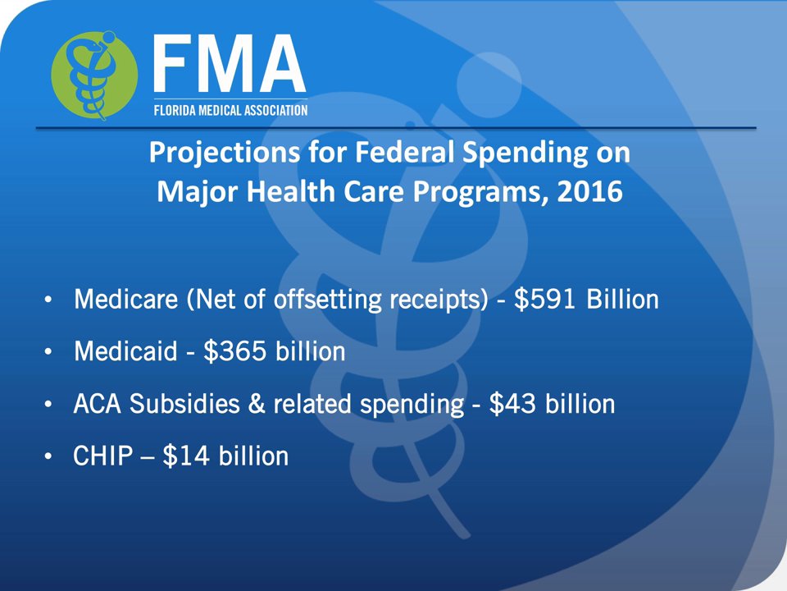And you can see here just on this slide that Medicare is by far the largest federal health care program in terms of the level of spending provided by Congress. You can see here that, for example, the Affordable Care Act subsidies and related spending in 2016 are expected to cost about $43 billion, whereas Medicare spending net of offsetting receipts is expected to cost closer to $600 billion, just to give you some idea about the size of the program.